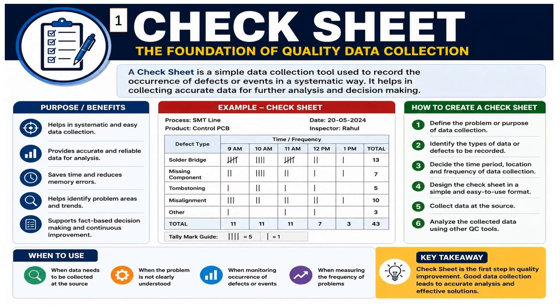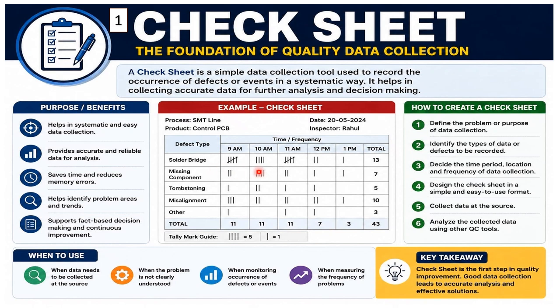QC tools. The check sheet, which is the foundation of quality data collection. A check sheet is a simple yet powerful tool used to record defects, events, or observations in a systematic and organized way. Instead of relying on assumptions, it collects real-time data directly from the production line. As shown in this example, every time a defect such as a solder bridge, missing component, tombstone, or misalignment is found, a tally mark is recorded.